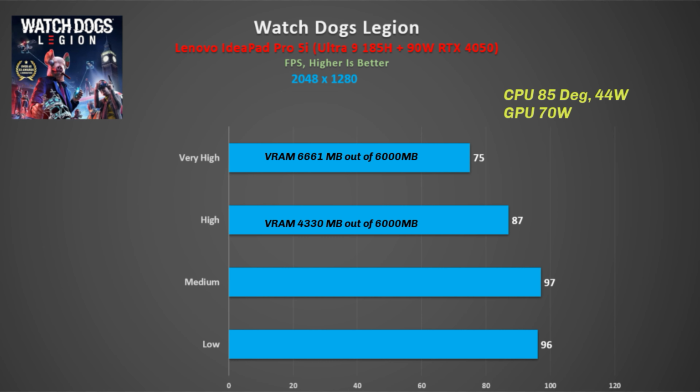High settings, got 87. And then I think the CPU must start being a bit of a bottleneck, because at low settings, we didn't get any improvement over medium. Now, the CPU we ran at 85 degrees and 44 watts, whilst the 4050 at 70 watts. So I didn't see it ever get to the 90 watt mark, but it was always running cool, and I quite liked the performance.